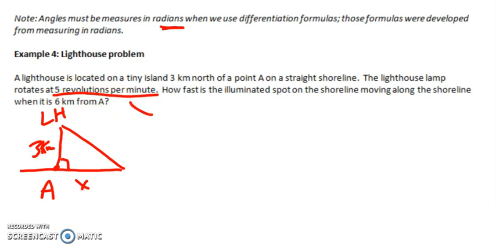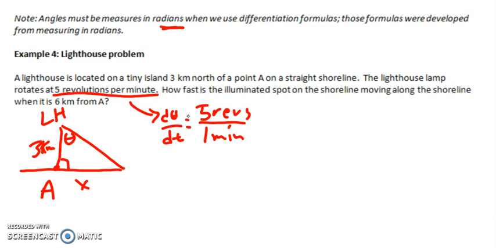5 revolutions per minute. Well, let's label what that is. Hopefully you're thinking about this is where that lamp is. And again, the light is rotating, so we're referring to our angle here. So this is really our rate of d theta over d time, dt.